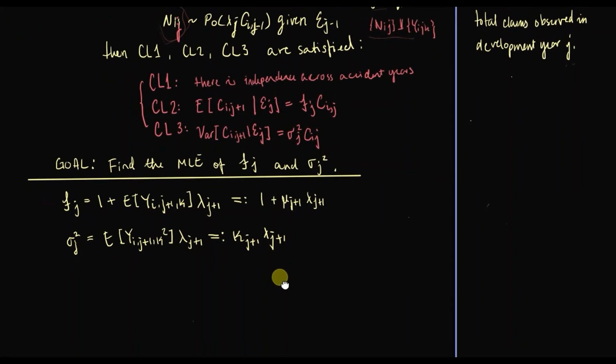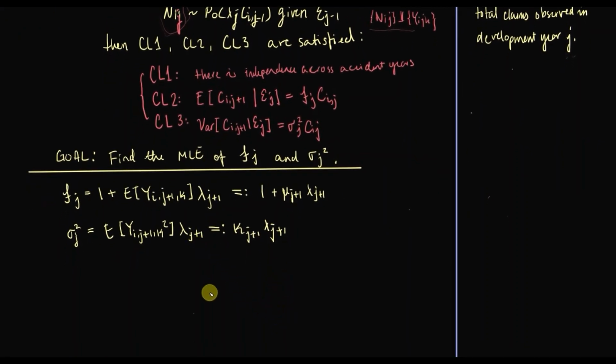Now, if you read the example, we are told that it is possible to maximize the log likelihood function separately for the case of lambda and for the case of mu and kappa. So we can estimate lambda j, and mu and kappa separately.